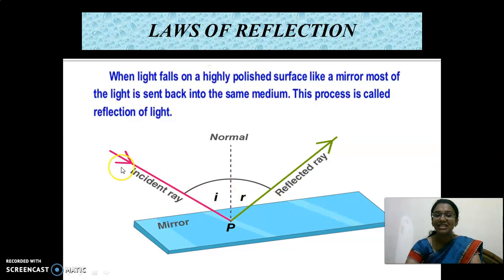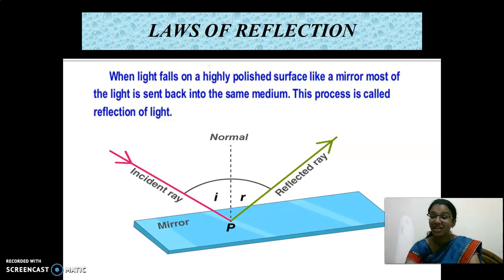Here, also, I told you to write medium. Some light rays come and fall on a smooth polished surface, so these light rays get reflected in the same medium. What is the medium here? It is gas medium. This process is called reflection of light. The light rays come and fall on the mirror and get reflected back. This is called reflection of light.